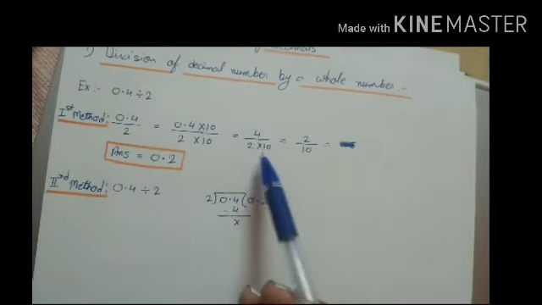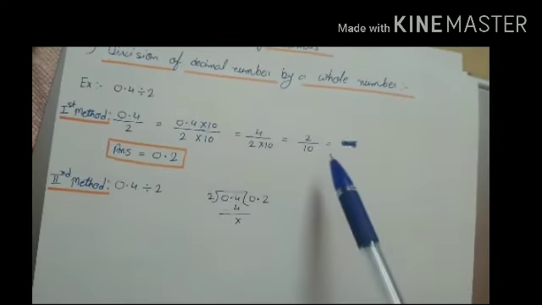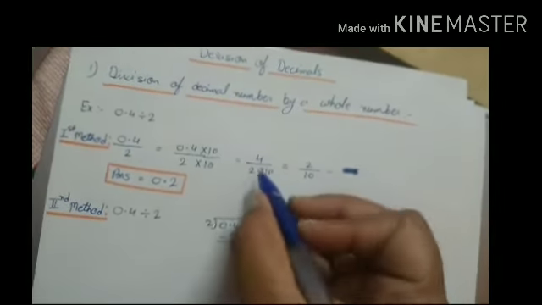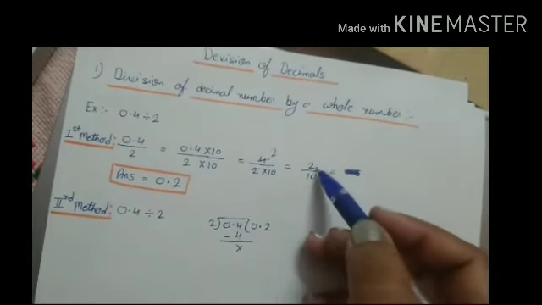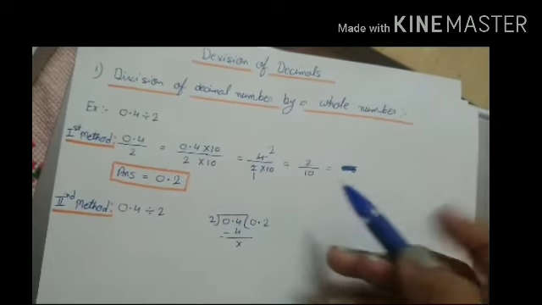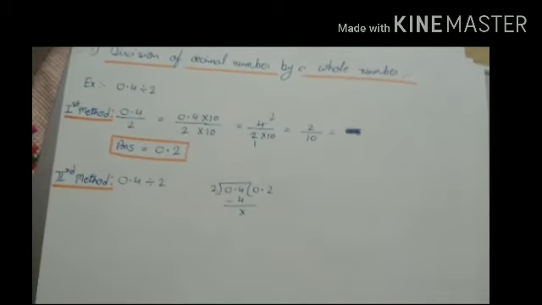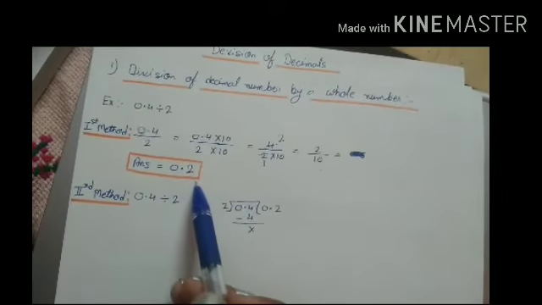Similarly, 2 becomes 20, so it is 4 upon 20. Now 2 ones are 2, 2 twos are 4, so it is 2 upon 10. And we have just discussed the left side, so the answer will be 0.2.